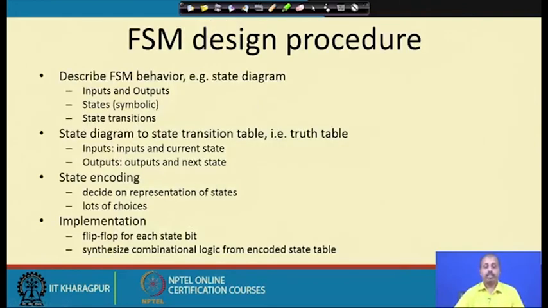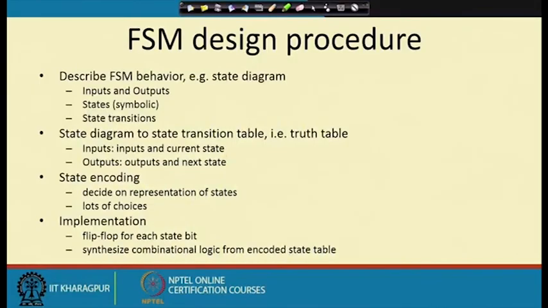Now, how do you design an FSM, finite state machine? The first thing that we know by this time is the description of the finite state machine behavior, which is done in terms of a state diagram. We can have some specification of a system in some English like language, and then we convert that English language description into a finite state machine, and that finite state machine has got some inputs and outputs. There will be some symbolic states and there will be state transitions.